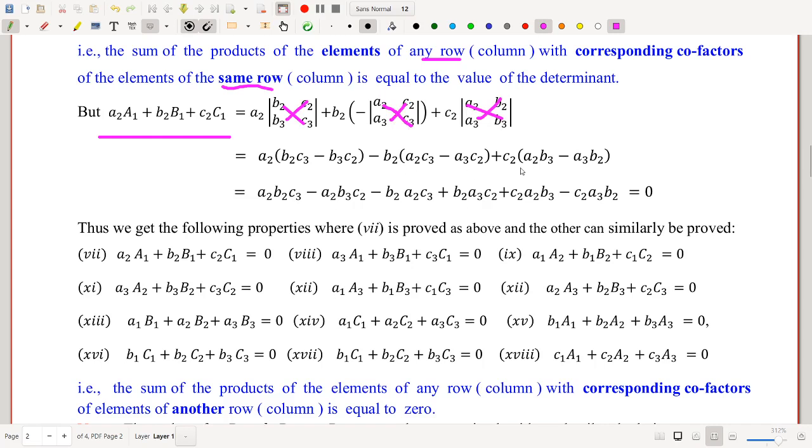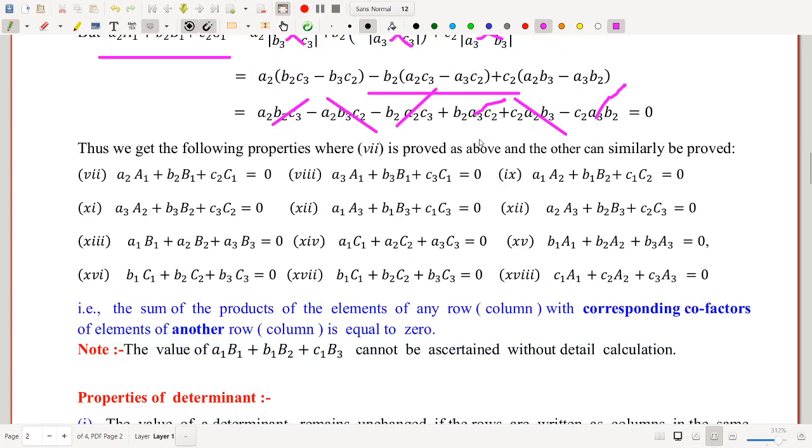These are written here and then multiplied and we see that all terms get cancelled. This term a2 b2 c3, a2 b2 c3 cancels, this a2 b3 c2, a2 b3 c2 cancels, this term cancels with this term, so we get 0. So what we have seen, sum product of the elements of second row with cofactors of first row, the answer is 0. Thus we get many results here. Number 7 is proved.